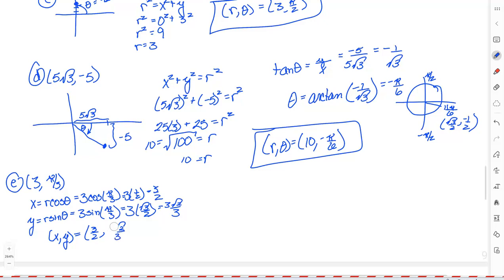Or we could just write that as square root of 2. Oh, hold on. I've got 3 square root of 3 over 2. I am getting my numbers mixed up this morning. Sorry about that, guys. 3 square root of 3 over 2. So there's my ordered pair.